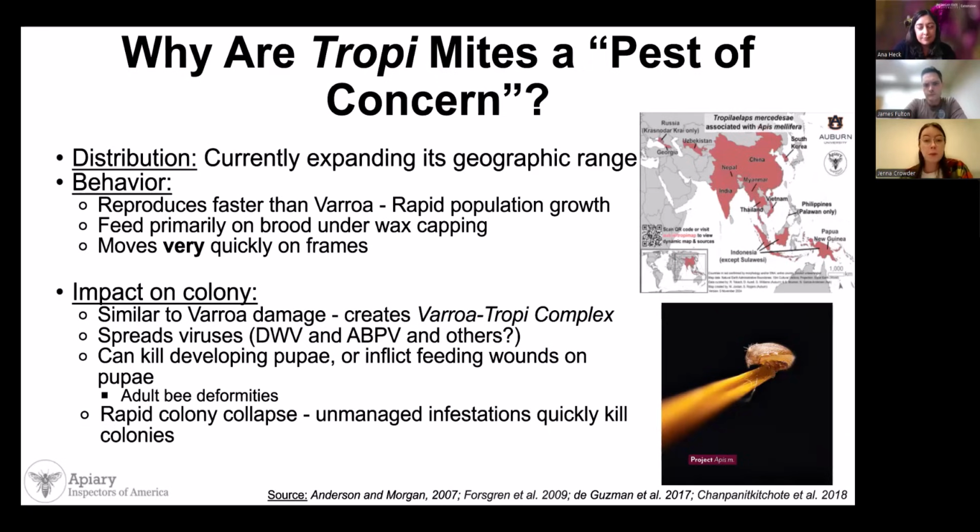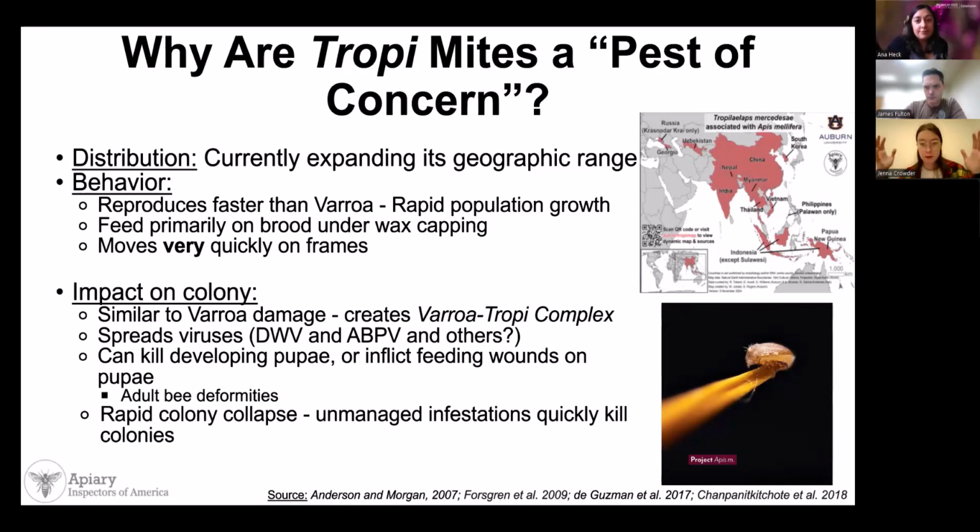It also moves very quickly on the frames. So even while it is outside of the wax cappings, it can be difficult to detect just by its rapid movement, especially when you're looking at a frame that has bees and resources and a whole bunch of other stuff on it. It can be difficult to detect these very, very small mites.